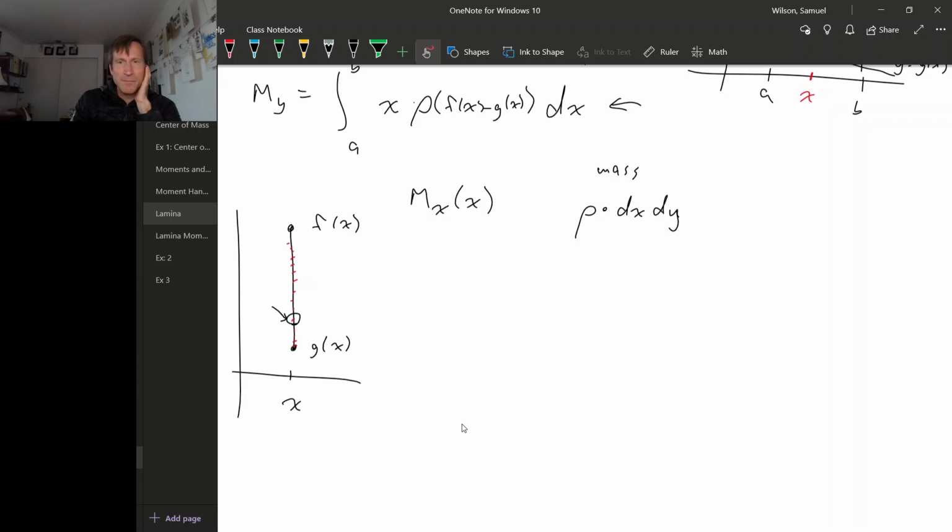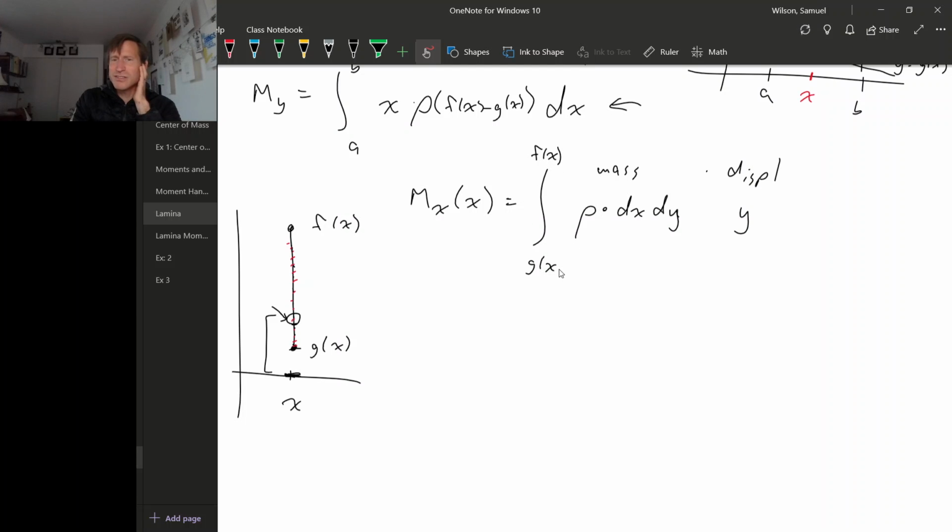Now we need to multiply that by the displacement of this piece from the pivot for our moment, which is down at y equals 0. And this displacement is just y. And then we need to integrate this for all of the different pieces along this vertical slice. Along this vertical slice, these pieces go from the bottom, which is y equals g of x, to the top, which is y equals f of x.